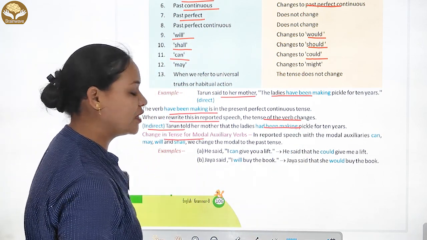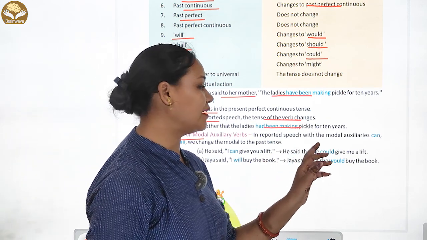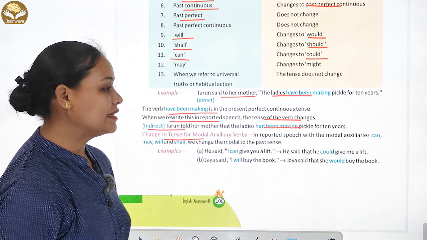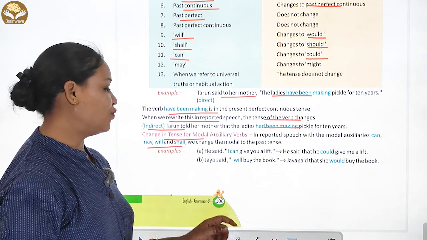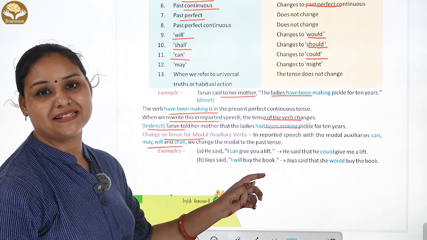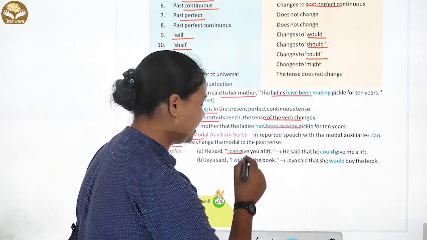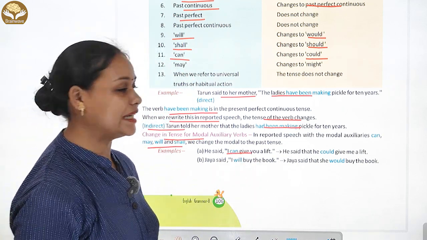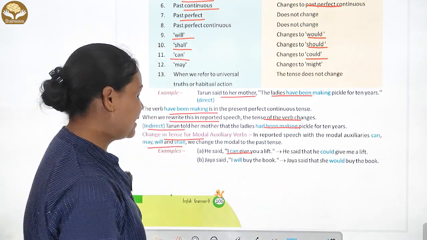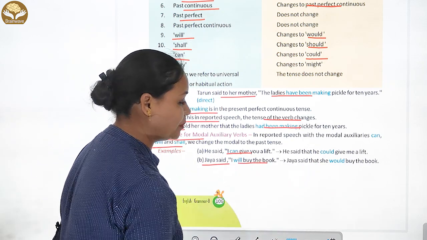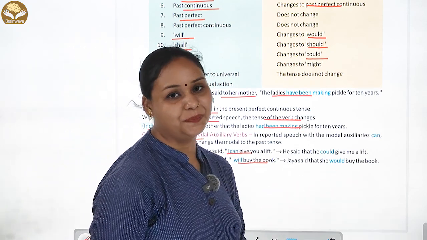Change in the tense for modal auxiliary verbs: in reported speech, with the modal auxiliaries like can, may, will and shall, we change the modal to the past tense. Example: he said, I can give you a lift. So he said that he could give me a lift. Next, Jaya said, I will buy the book. So Jaya said that she would buy the book.